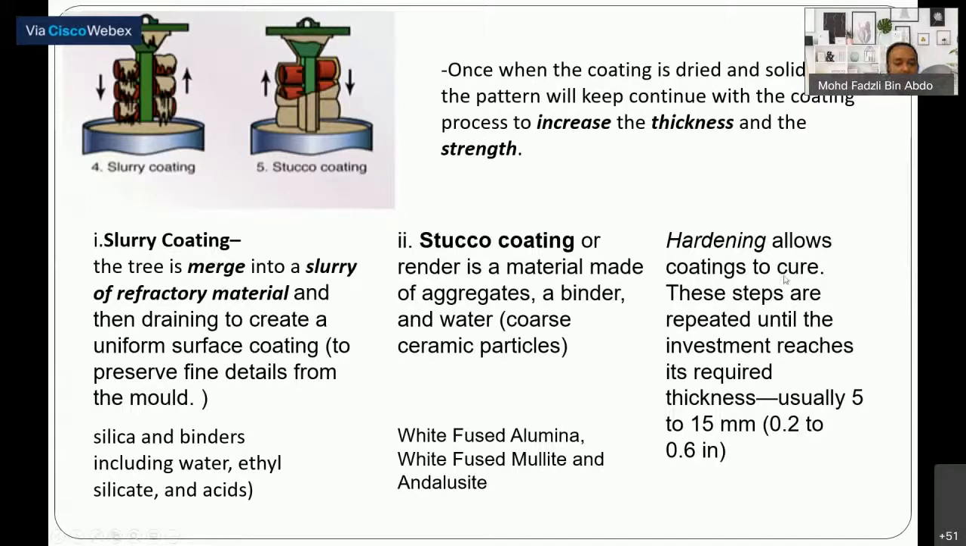Okay, hardening allows the coating to cure. This step is repeated until the investment reaches its required thickness, usually 5 to 15 mm. Once the coating is dry and solidified, the pattern will continue with the coating process to increase the thickness and the strength.